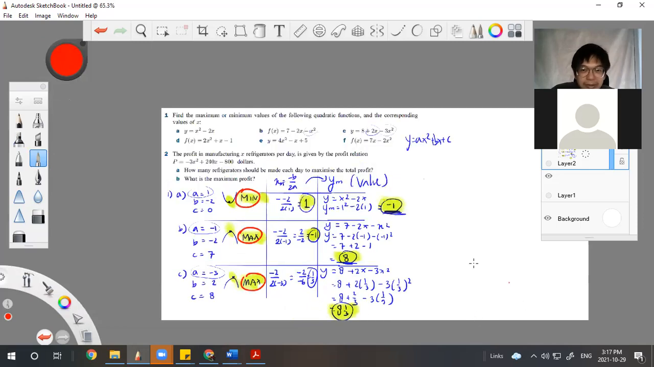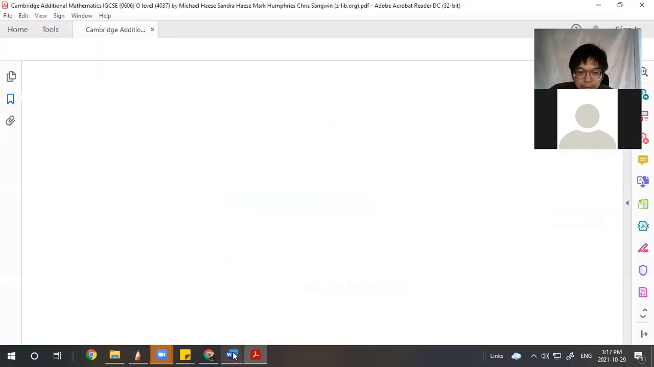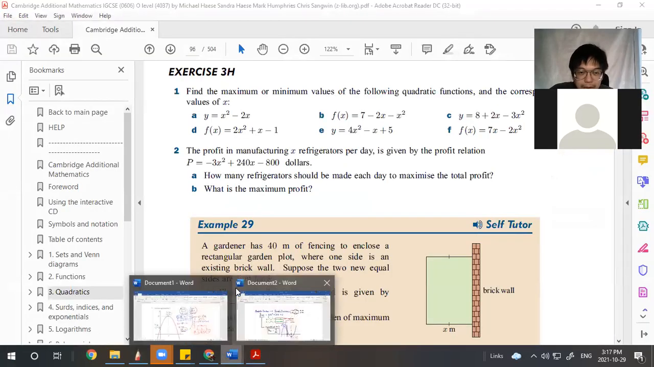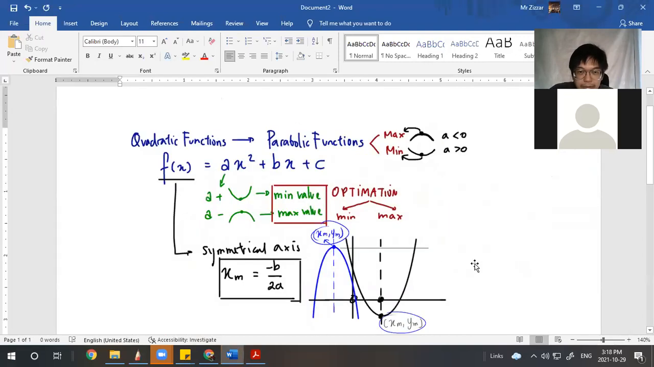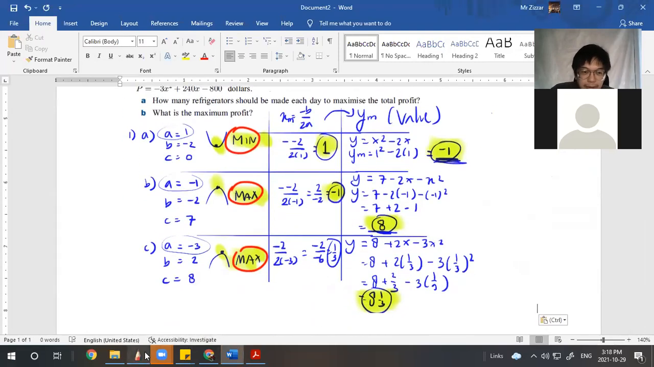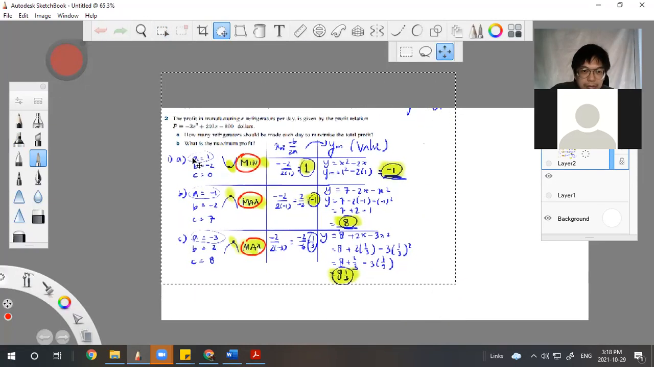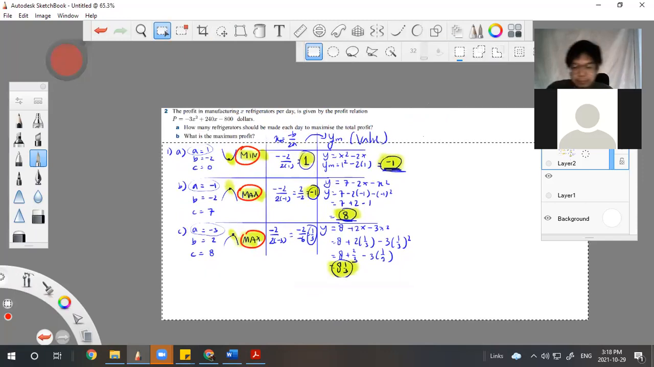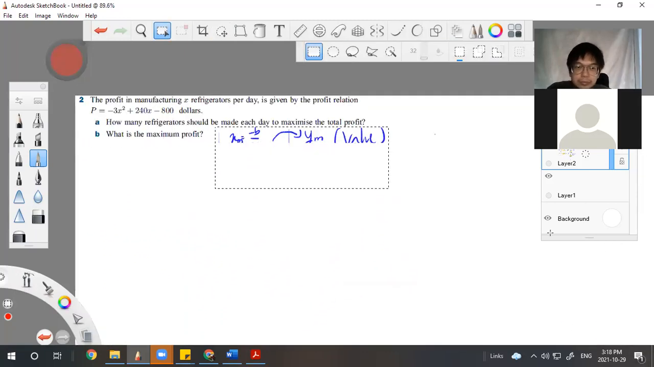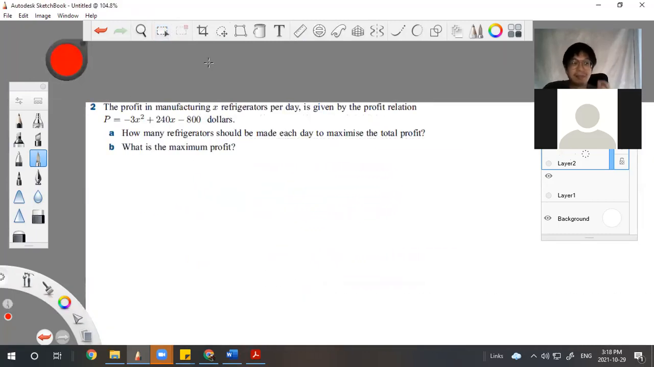Okay, so number 2 right now. We try to solve number 2. I will copy this and put it here, number 2 for the word problems. Okay, the profit of manufacturing, see, profit. You have to find the maximum profit, right?